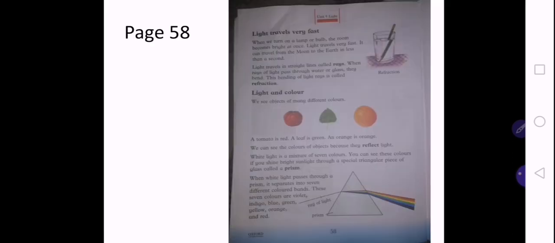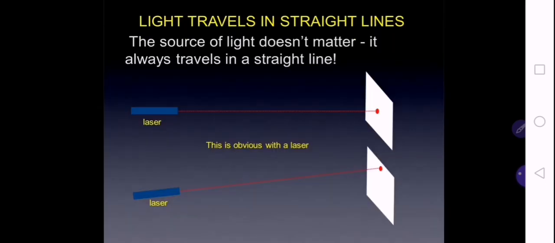Today we are going to continue with unit 9, light. We have already done page number 57, so today we will discuss page number 58. In my previous lecture I also explained that whenever light travels from one place to another, it always moves in a straight line. And we also discussed a short experiment. I hope all of you remember that.